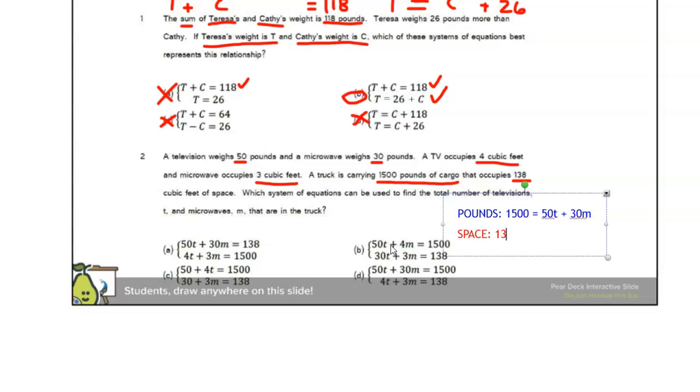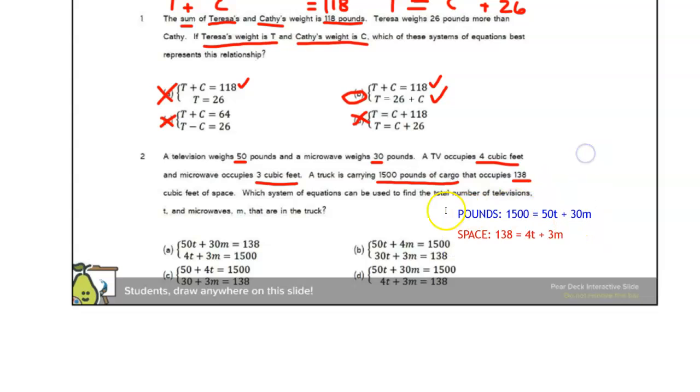138 cubic feet of space, so 138 is the total. Each TV occupies 4 cubic feet of space, each TV, plus 3 cubic feet of space, each microwave. Look at that. So now we have 2 equations, one for pounds and one for space, and we just have to make sure that we didn't say, oh, 4 cubic feet plus something else equals 1,500 pounds. These are all down here in cubic feet: 138 cubic feet, 4 cubic feet, and 3 cubic feet. These are all in pounds: 1,500 pounds, 50 pounds, 30 pounds.